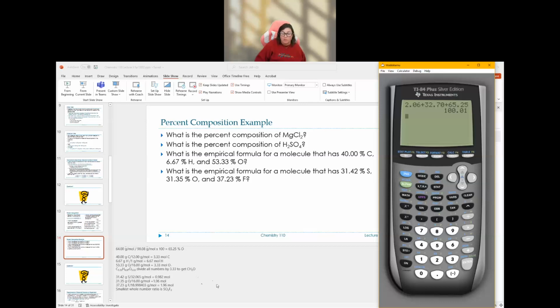Divide all numbers by 3.33 to get CH2O. Now remember, empirical formula is the lowest whole number ratio of those components. So that's what we have there. We have nothing else.